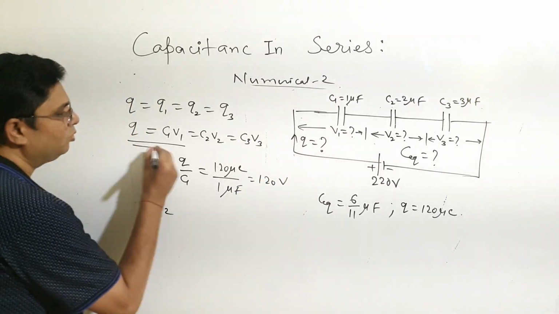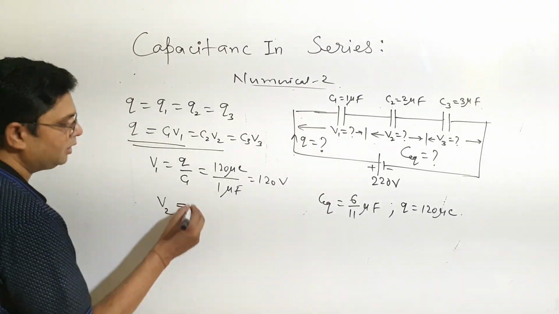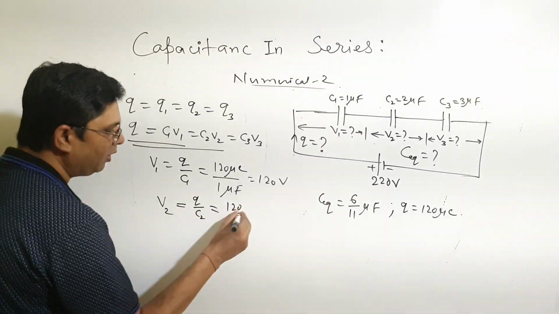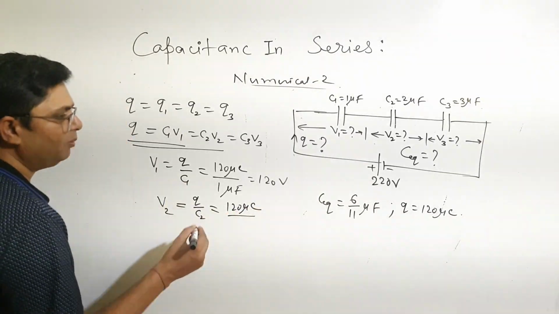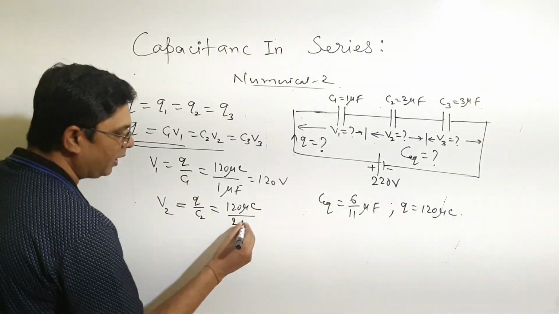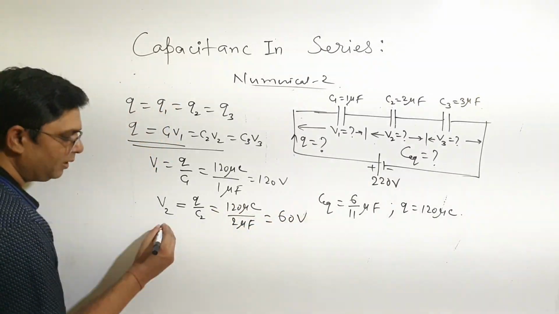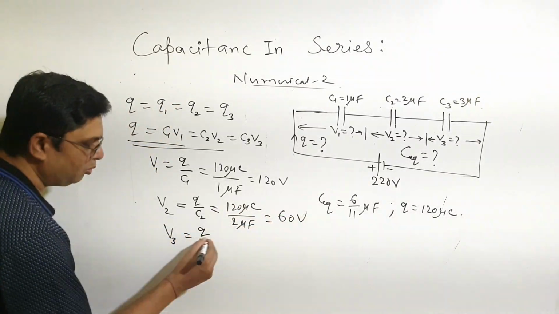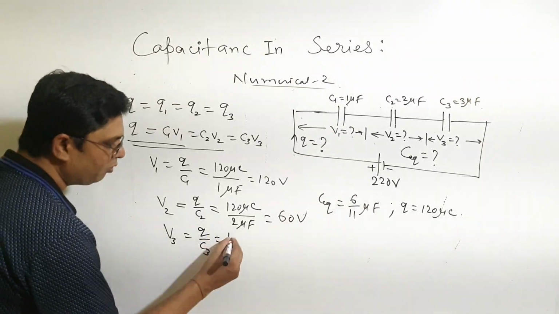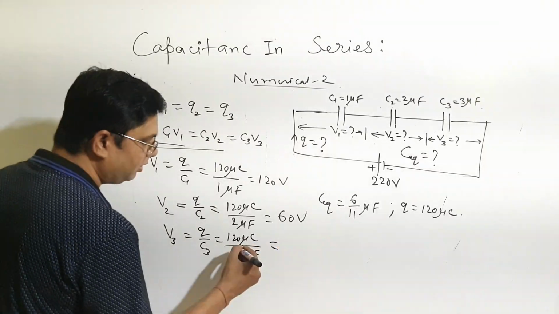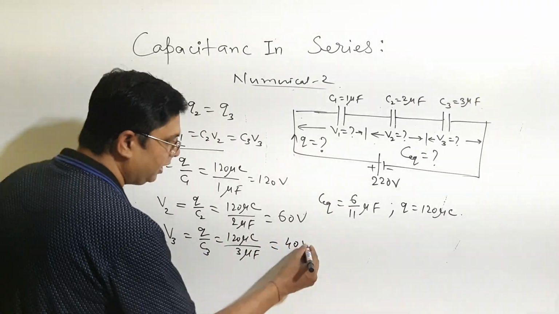Similarly, V2 equals Q by C2. Put the value of Q, 120 microcoulomb, and the value of C2, 2 microfarad. Divide it, it is 60 volt. Similarly, V3 equals Q by C3. Q equals 120 microcoulomb, and C3 is 3 microfarad. So this will be 40 volt.